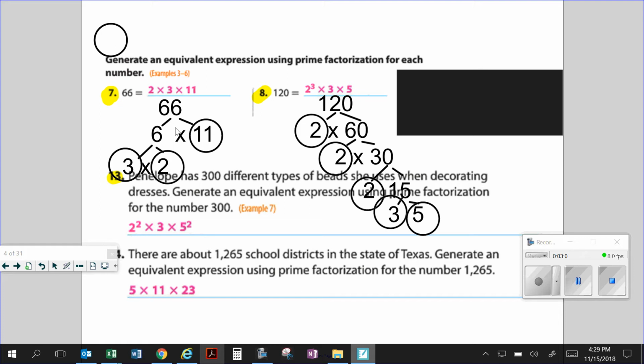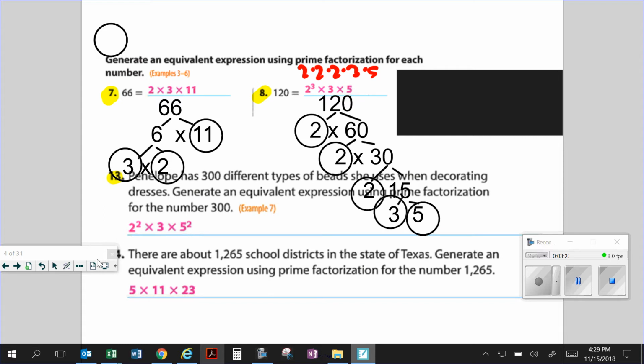And here's the reason why. For 120, it's 2 cubed times 3 times 5. Some of you may have written it as 2 times 2 times 2 times 3 times 5, but we prefer to write it using exponents. Number 13, how do you break down 300? 3 times 100, or 3 times 5 times 2 times 5 times 2, or 2 squared times 3 times 5 squared.